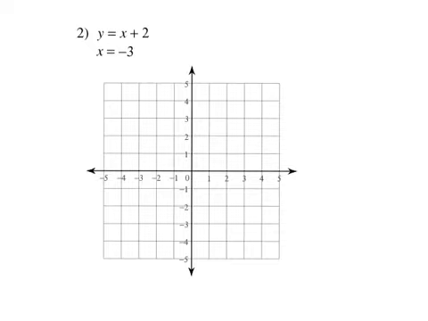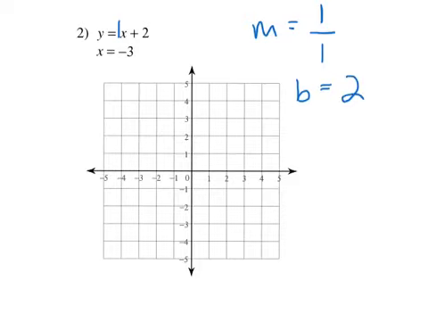If we first graph this top equation here, and it's already in proper form, y equals mx plus b, and if you remember, if there's nothing in front of your x, that's like there being a 1. So our slope is 1, or 1 over 1, if you want to look at it that way. And our y-intercept is 2.